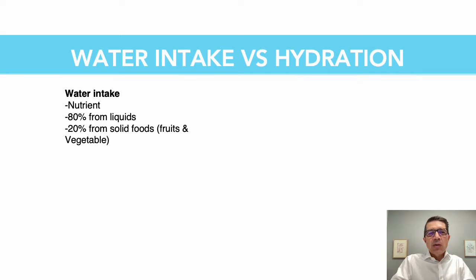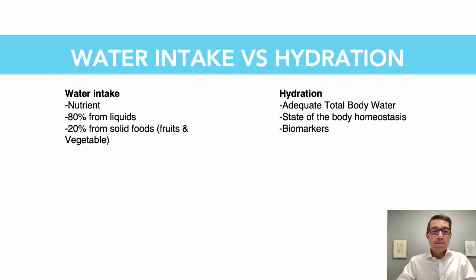For most of us, 80% of the water that we consume comes from liquids, and about 20% of that comes from solid food, like fruits, vegetables, bread, rice, pasta. All foods have water.